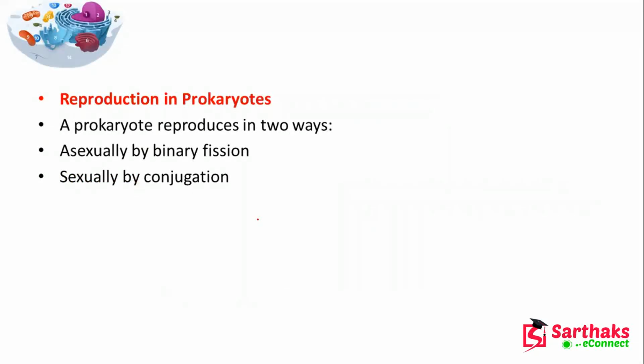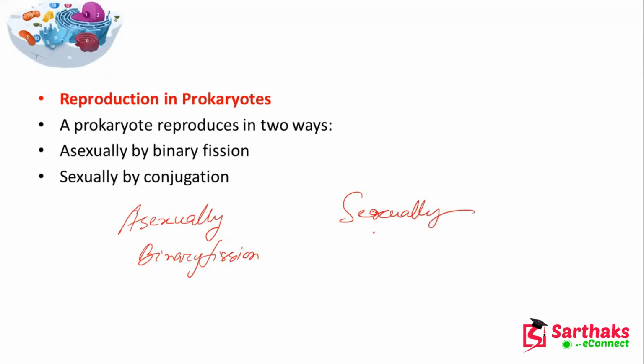Now reproduction in prokaryotic cells. It may occur in two ways. One is asexually, that is binary fission, and another is sexually by conjugation. So asexually by binary fission and sexually by conjugation.